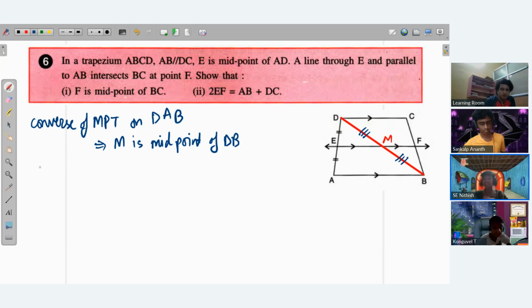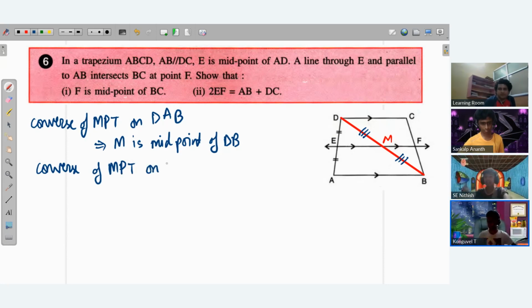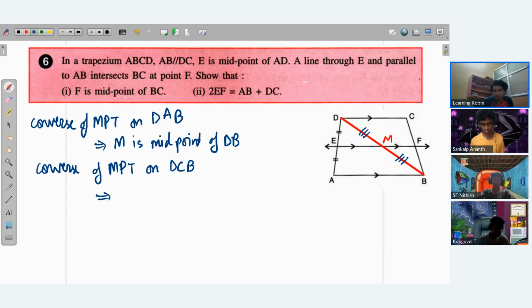Now look, how do we really prove that F is a midpoint? Because M is a midpoint and it's parallel to CD, it will hit the midpoint of the triangle's other side. Now tell me the triangle name. Triangle DCB. Very good. M is a midpoint and it's parallel to DC. So by the converse of the midpoint theorem on triangle DCB, you have a midpoint M. You started a parallel ray to DC. It is going to hit at the midpoint of the opposite side.